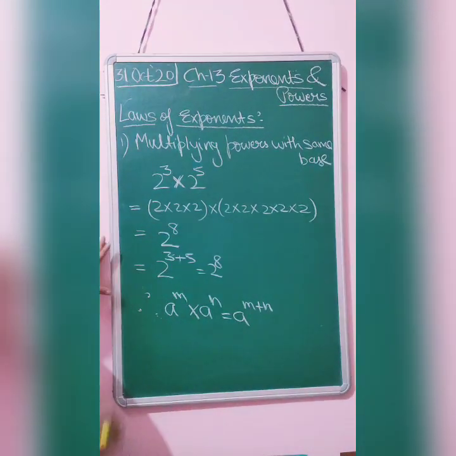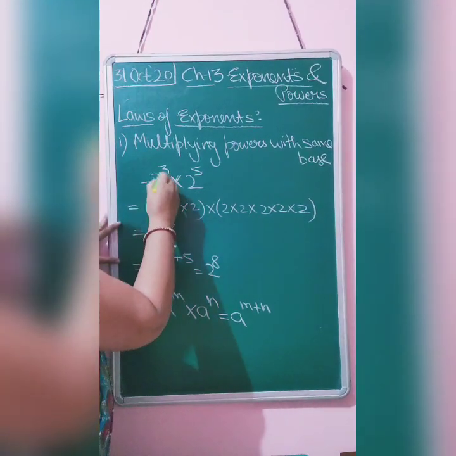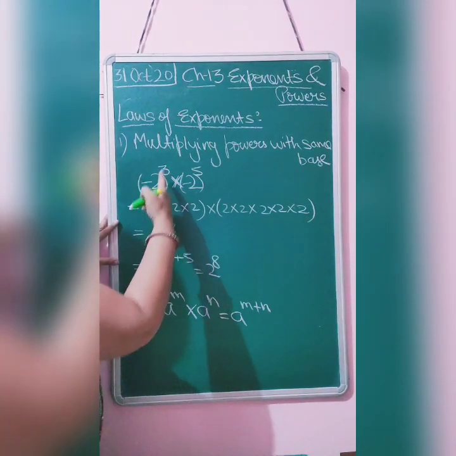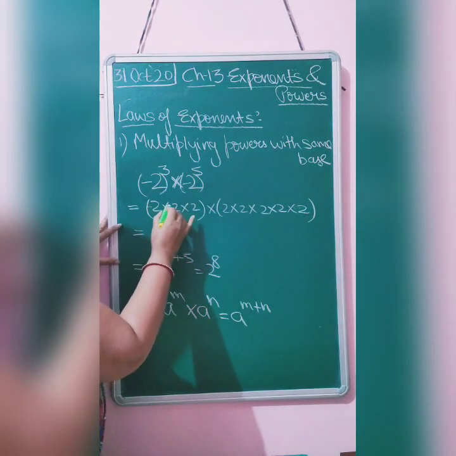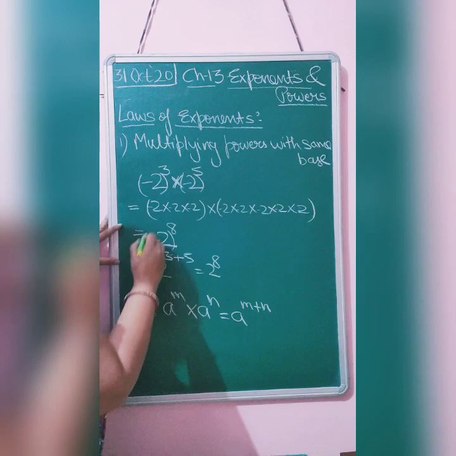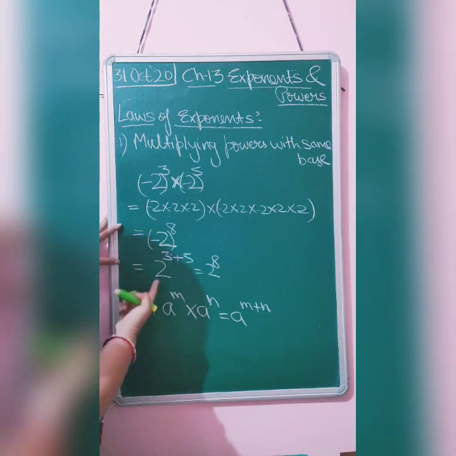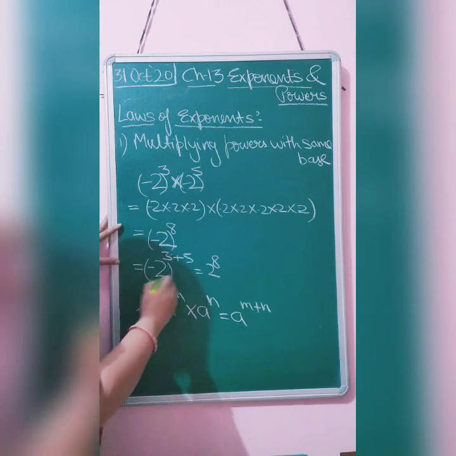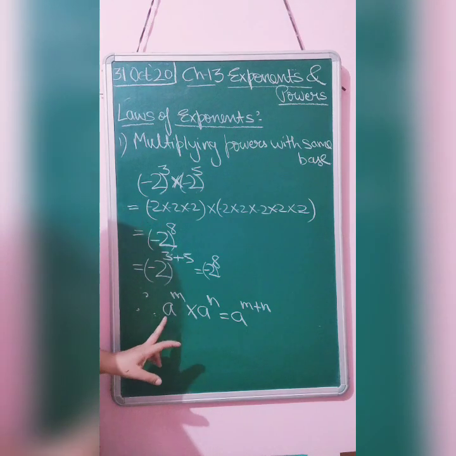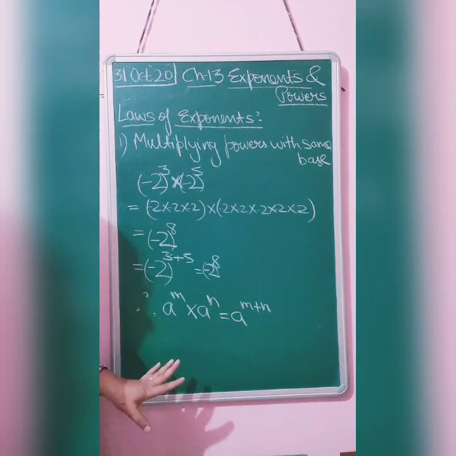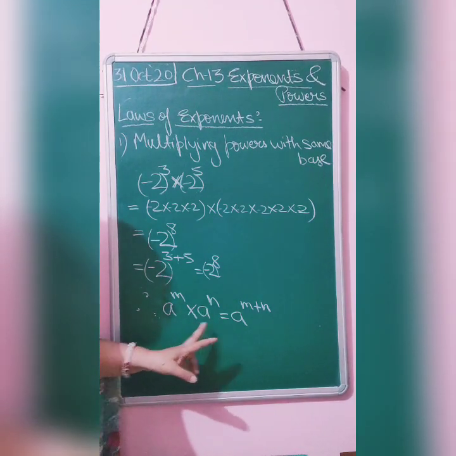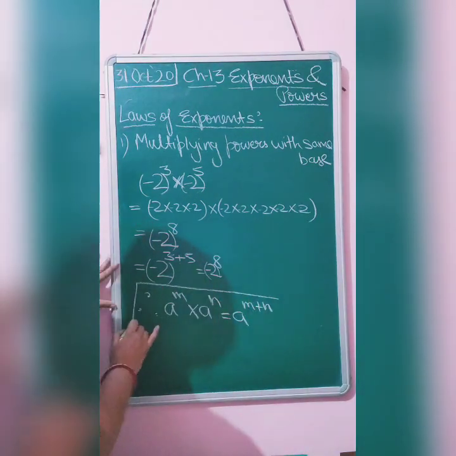These powers should be added. Suppose this is the case of a negative integer, then also it is the same: minus 2 ki power 3 into minus 2 ki power 5. That means the minus will come along, and the rule remains the same, it is minus 2 ki power 8. In that case also minus 2 is the base and we add the two powers and the answer will come the same. So we got the conclusion that a can be a negative or positive number, but the base should be the same and the powers different. When we are multiplying we get this law. So this is the first law.